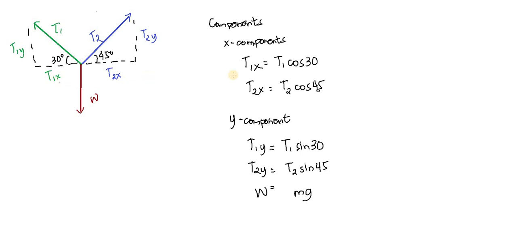So we have T1 sub X is negative, okay, because it's towards west. T2 sub X is positive. T1 sub Y is positive because it's towards north. T2 sub Y is positive towards north, and weight is negative because it's towards south.